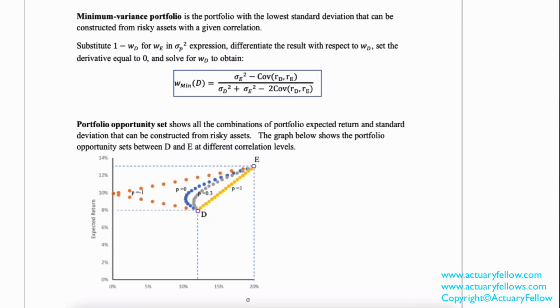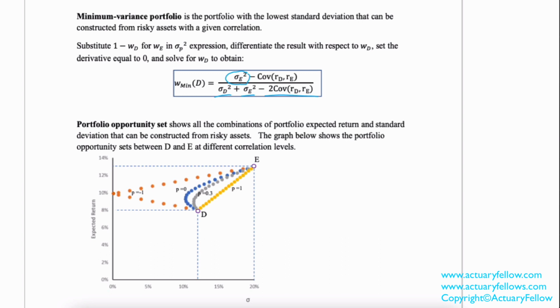For efficient diversification, we want to minimize the portfolio variance. The minimum variance portfolio has the lowest standard deviation that can be constructed from risky assets with a given correlation. The formula for the weight on the debt fund in the minimum variance portfolio is variance of equity fund minus covariance, divided by the sum of debt and equity fund variance minus 2 times the covariance.